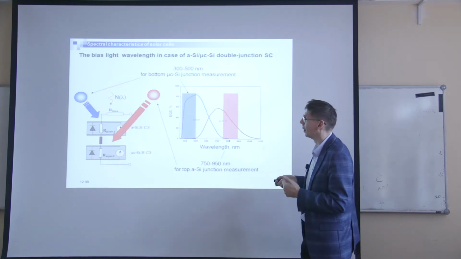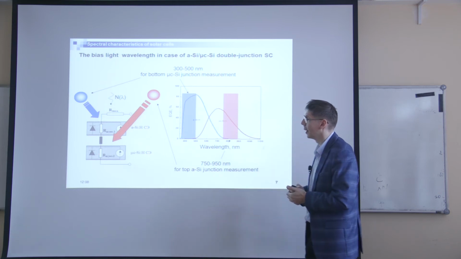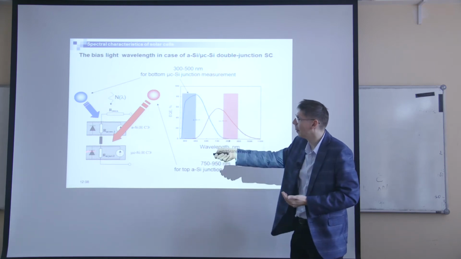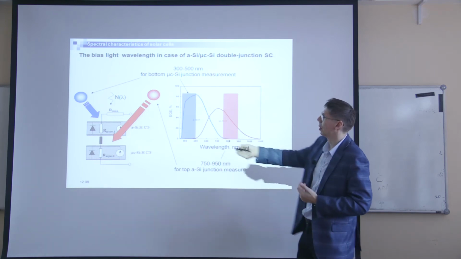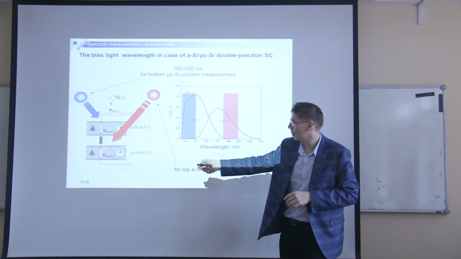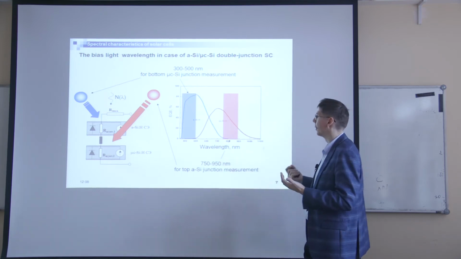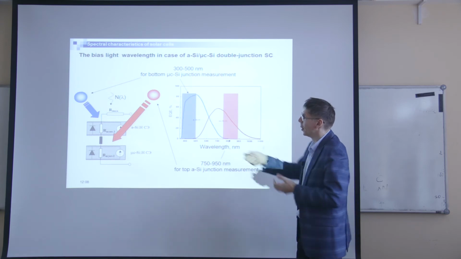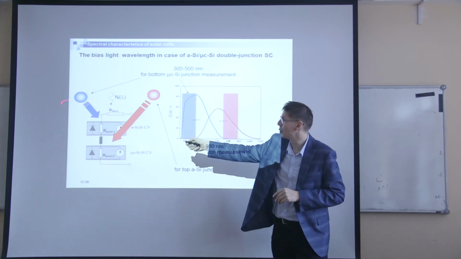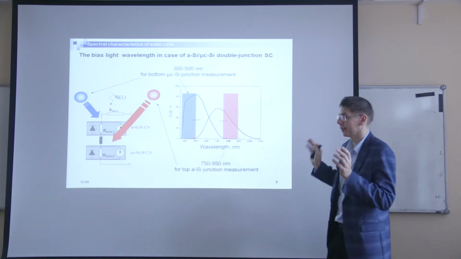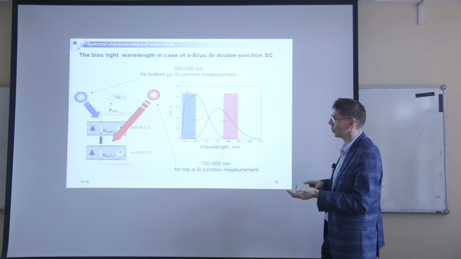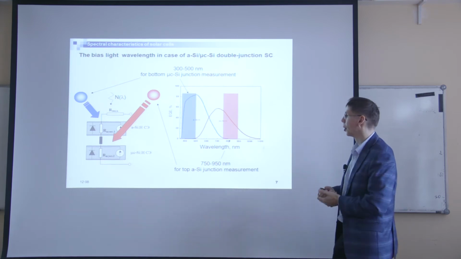So the same thing you can imagine about the bias light for the bottom junction, using the same idea. You illuminate the bottom junction with light which passes through the top junction without absorption. It's absorbed in the bottom junction and generates enough current, and then you use the monochromatic light. And in this case, of course, we have to switch off this blue light. It's clear. So for a double junction, we have to use only one source of bias light and one monochromatic light.